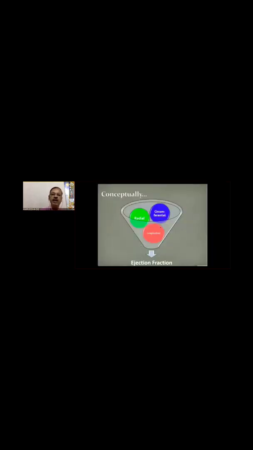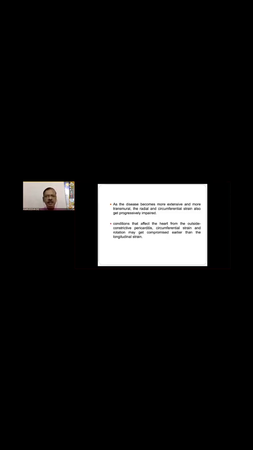loss of longitudinal strain. Conceptually, the longitudinal strain is robust, and it is being supported by the circumferential and the radial strain to maintain the ejection fraction, which is happening normally. But when there is a preserved ejection fraction but decreased GLS, the longitudinal strain becomes reduced. As a result, radial and circumferential strain rather increase to maintain the ejection fraction. So the earliest to find out is the longitudinal strain. And as the disease becomes more extensive and more transmural, the radial and circumferential strain also get progressively impaired.